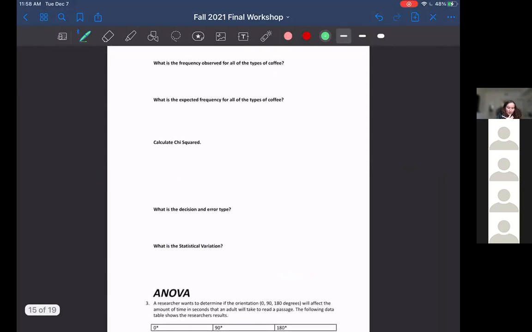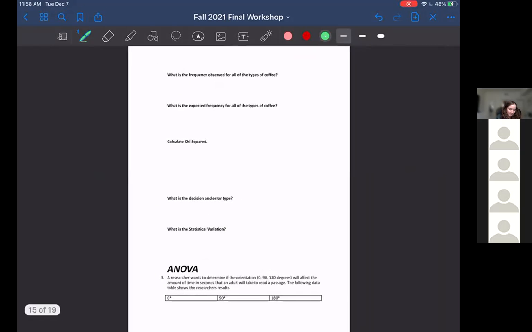So what is the frequency observed for all types of coffee? Let me just write this again at the top. A, B, C, D was 25, 32, 24, and 19. Can anyone tell me what the frequency observed would be? It's kind of a trick question. Frequency observed is exactly how you see it on the table. So A was 25, B was 32, C was 24, and D was 19. It's exactly how you see it on the table or the data set that they give you.